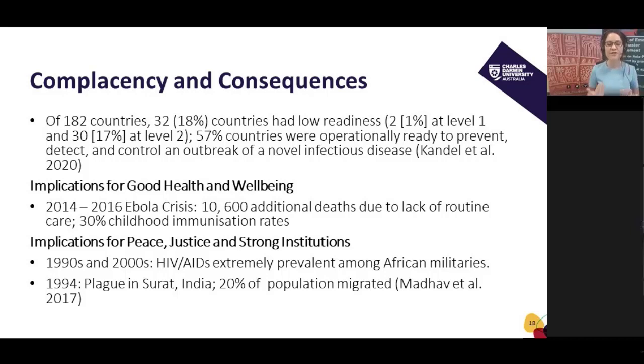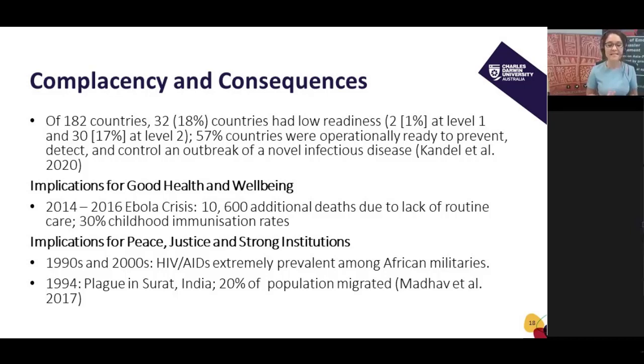And complacency to risk is serious because it has economic, political, and social consequences that can reverse progress on the Sustainable Development Goals. So let's look at Goal 3, which is good health and well-being. During the Ebola crisis, inadequate access to routine care led to an additional 10,600 deaths, and childhood immunization rates fell by 30%. Today, aid funding from other projects, such as the Global Fund for HIV, TB, and Malaria, has been rediverted to the COVID-19 response, undermining global health.